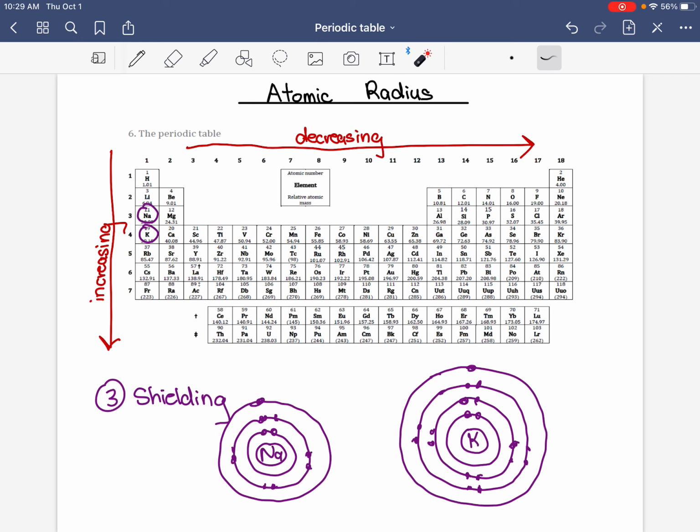Anyway, that's atomic radius. So remember, for atomic radius, it decreases as you move along a period due to nuclear charge and increases going down the group due to the amount of shielding and the extra layer of energy level.